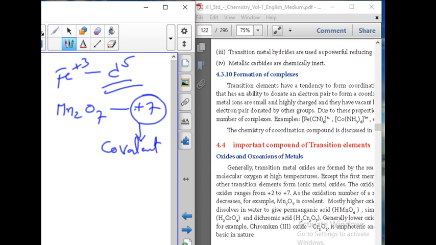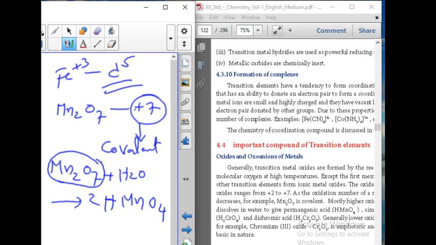So, why are we saying this is acidic? Is there any reason for that? So, there is a reason. When manganese oxide is dissolved in water, we can get permanganic acid, HMnO4. Potassium permanganate we can say KMnO4, we can get permanganic acid. So, any covalent compound when dissolved in water can form an acid. That is why we can say covalent compounds are acidic.